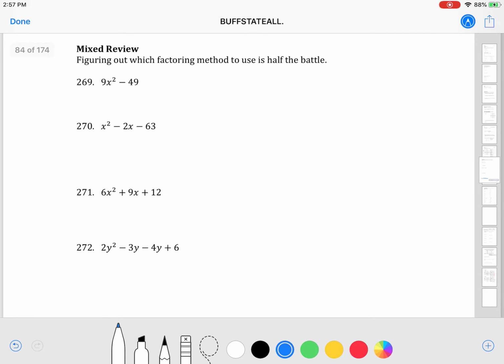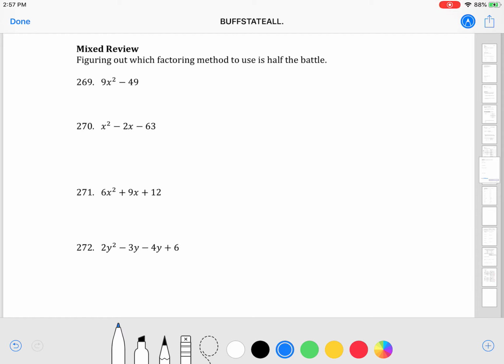All right, so mixed factoring, we're treating this like it's our quiz. So question 269 is the first question on my quiz. I remember what I learned in my notes, and it says that I have to find if it has a GCF first, between 9x squared and 49. They don't have anything in common other than 1. You only take out a GCF of 1 if you're working on grouping. For this example right here, it technically doesn't have a GCF, so I'm not going to do the GCF method.